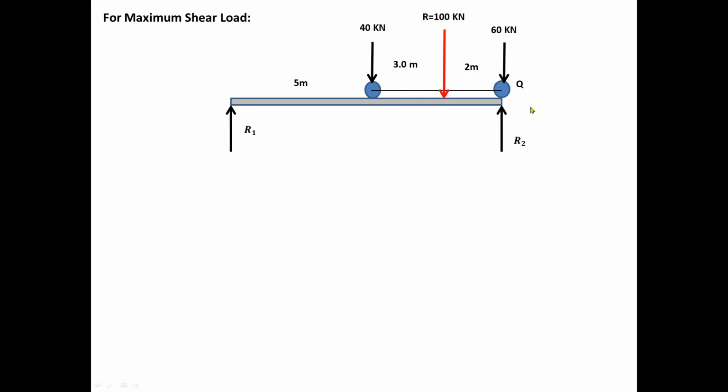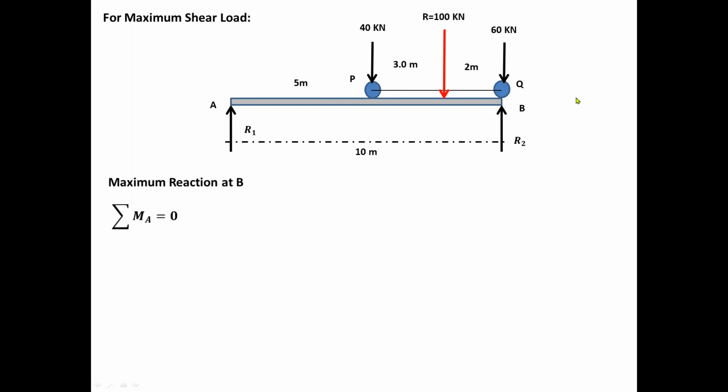We have R sub 1 and R sub 2 for our reactions. And then, ang total length ng ating beam is 10 meters. We have the point A, point P, and point Q, and point B. Now, anong gagawin natin? Ano yung susunod na ating gagawin? Maximum reaction at B. So let us calculate.